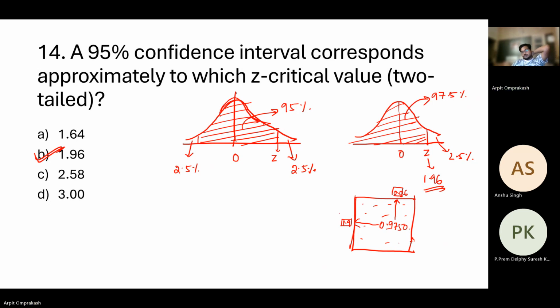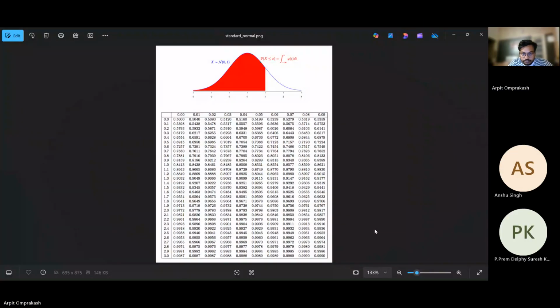I'll just show it on the table again. 0.9750, that's the value we are looking for. If we look at the table, 0.9750 is somewhere here. We see that the row is 1.9 and the column is 0.06. So it's 1.96.